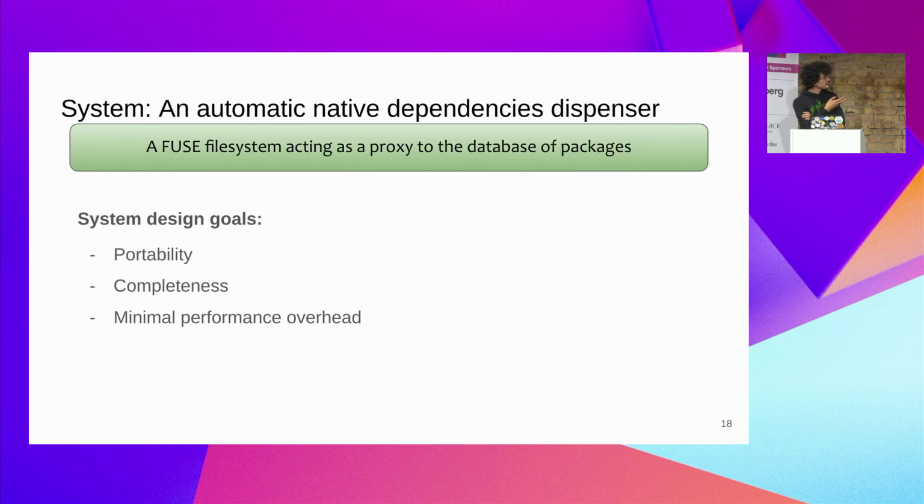We have a FUSE file system that is acting as a proxy to the database of packages. It could be APT, it could be RPM, it could be your own database. It could be Nix packages if you're using Nix. You plug in your own database. What is important is that we want portability, completeness, and minimal performance overhead, which were the goals that we fixed ourselves at the start.